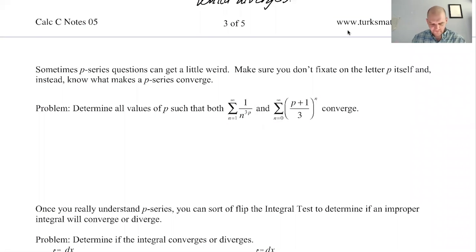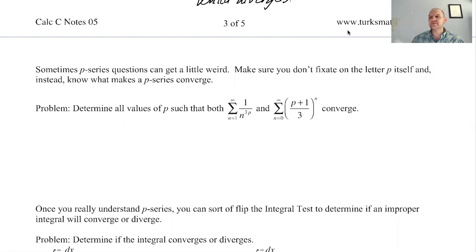All right, we're back on page 4 of notes 5 of Calc C. We started off talking about the integral test, and then we noticed this pattern that was happening with some type of series. And we found something called p-series, and p-series are of the form 1 over n to the p. n is the thing that changes, p is going to stay the same forever.